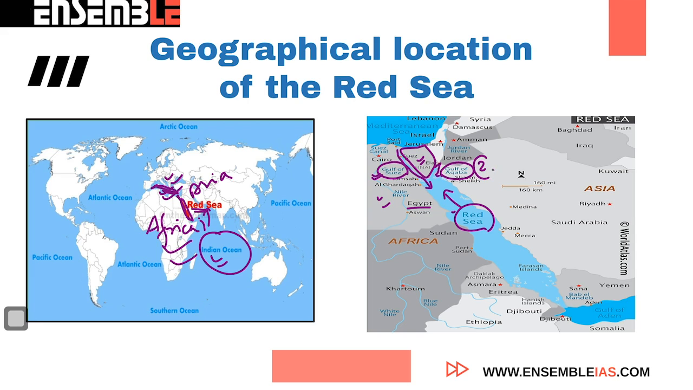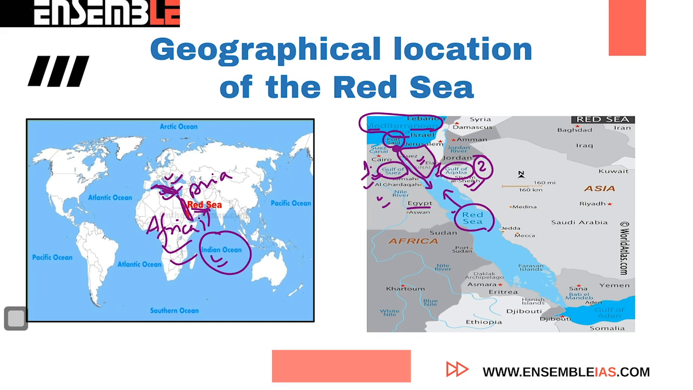So there are two gulfs: number one is the Gulf of Suez and second is the Gulf of Aqaba, to the north of the Red Sea, and the Gulf of Suez opens into the Mediterranean Sea. So all these locations are important and you must be aware of them. And the northern tip of the Suez Canal is here, and this is marked by Port Said.